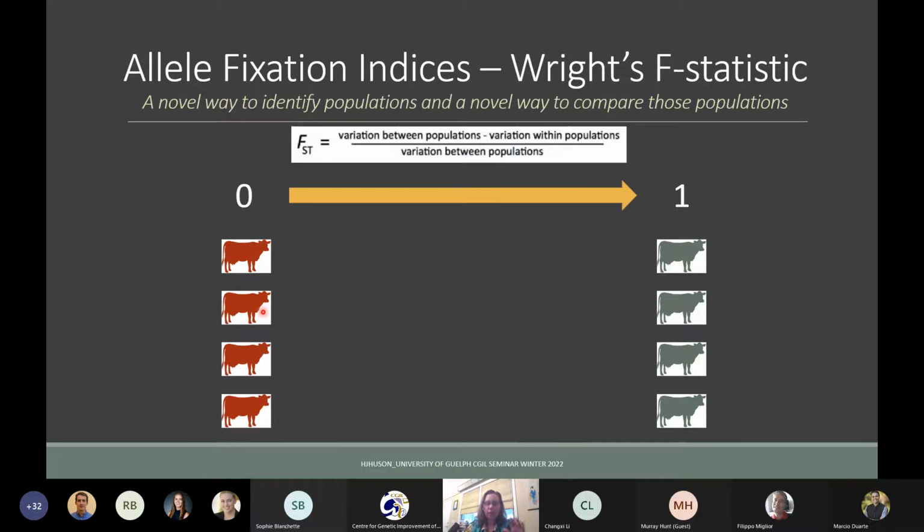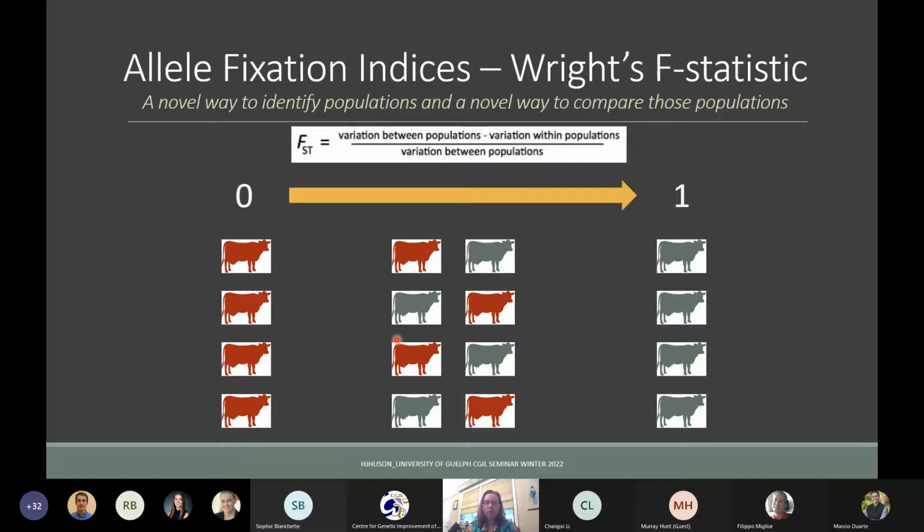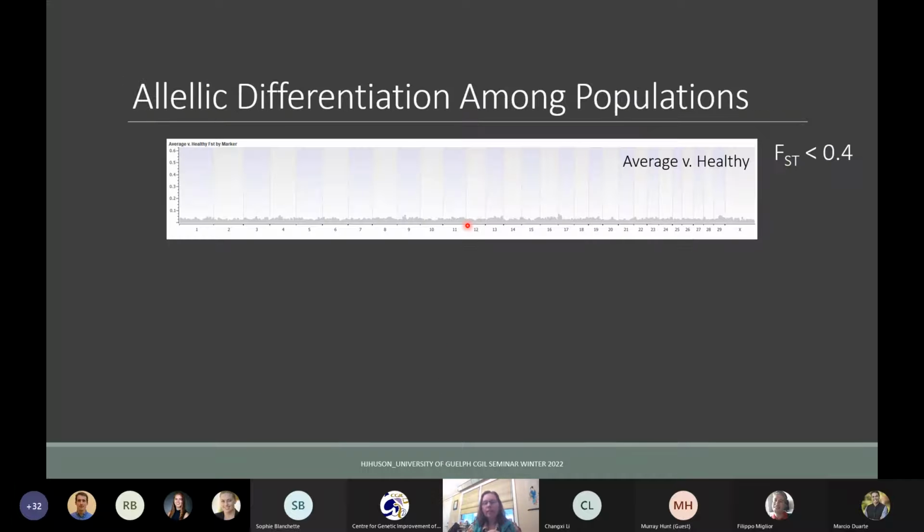So really, when they are completely distinct, you have these factors where they're opposite here. And then you have situations where there's commonality among the two populations, and your values are in between here. So using FST, we looked at that allelic differentiation among populations, and we have average versus healthy. Remember, this y-axis is on a scale of basically 0 to 1. And we put our threshold as we wanted to get FST that was greater than 0.4.